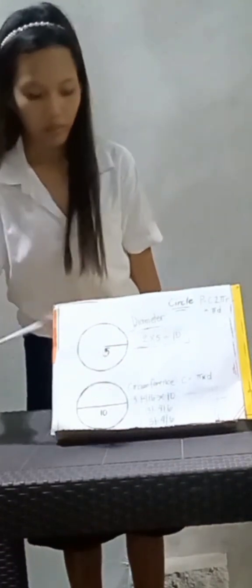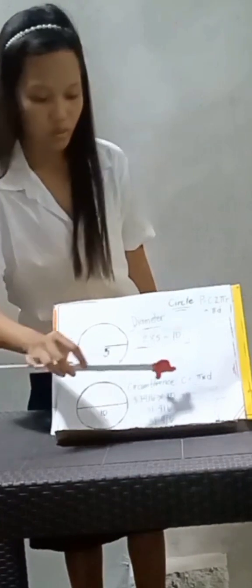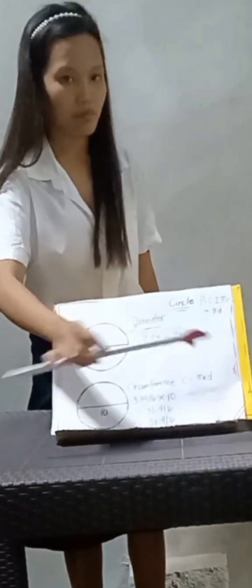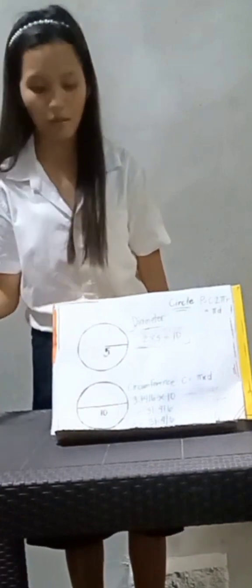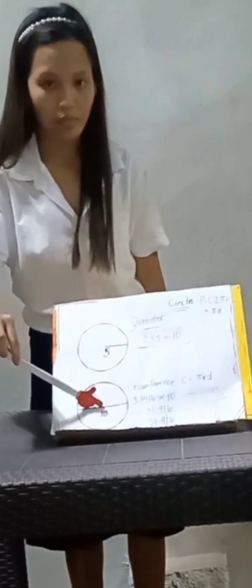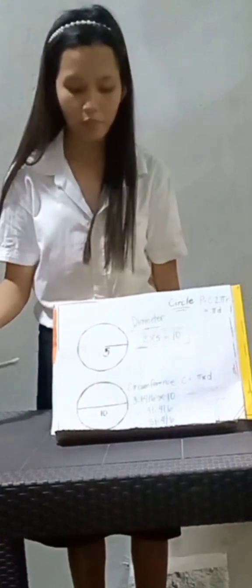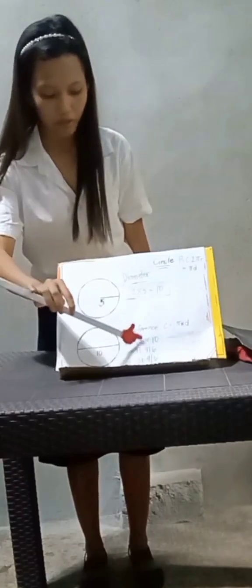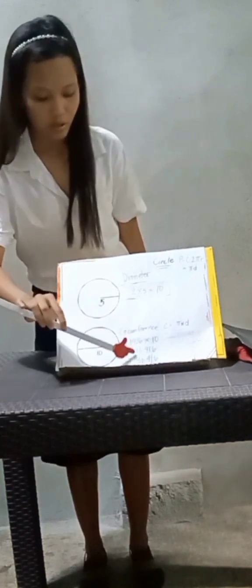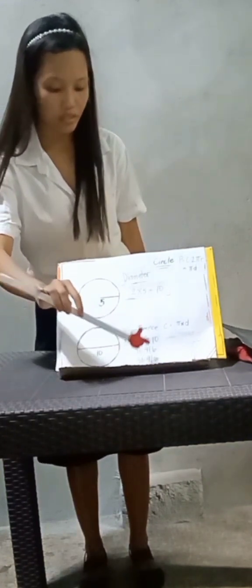To get the circumference, we need C equals pi times d, or the diameter. In my example, we have 10 as my diameter. 3.14 is the value of pi. If you can't find the symbol of pi, you can use 3.14 instead. 3.14 times 10 equals 31.416.